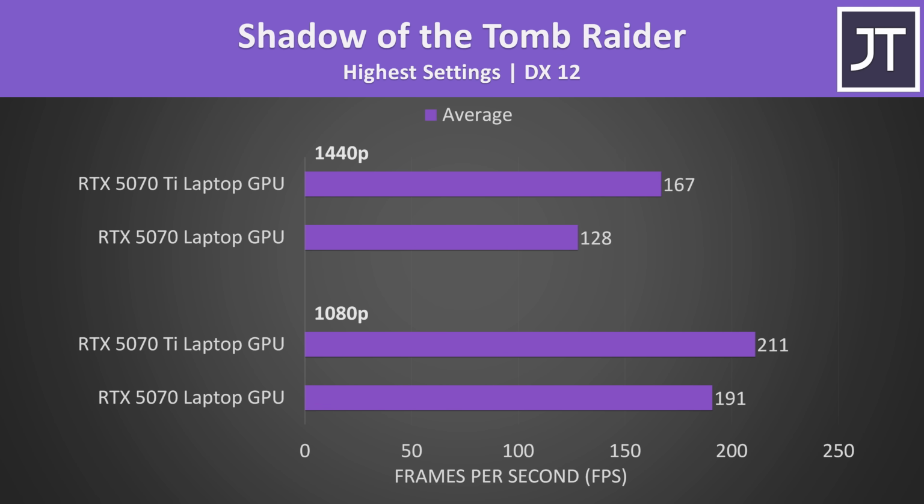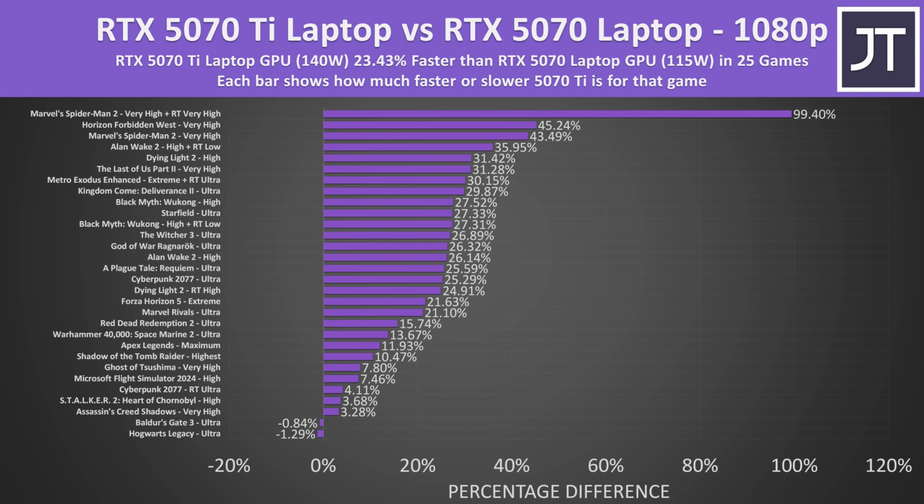Let's take a look at the average differences next. On average, over all 25 games tested, at 1080p, the RTX 5070 Ti laptop GPU was 23% faster compared to the RTX 5070 laptop GPU.